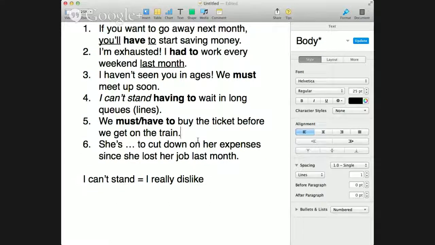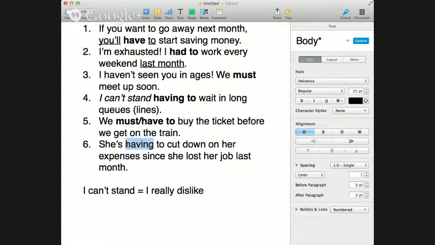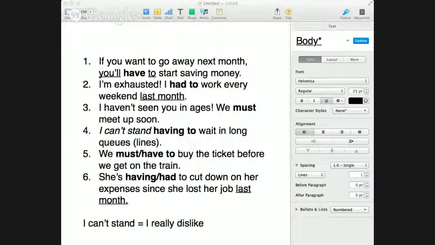Number 6. This is for Valerio. She's having to cut down on her expenses since she lost her job last month. Very good. Excellent. It could also be she's had to. Either of those is fine. But we know that it's not must because it's last month and you've got a to after there. All right, everybody. Is everybody clear about these examples and what the difference is between those? Yes. Any questions?